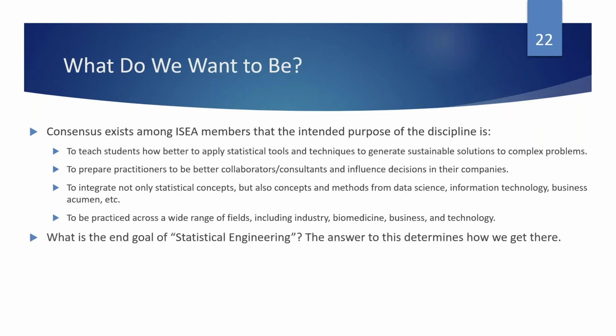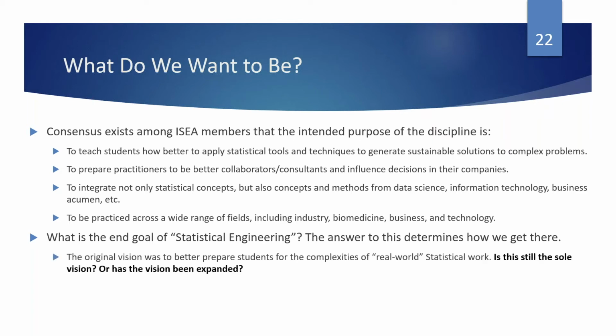But where we might disagree is what exactly is the end goal of statistical engineering, and how we answer that determines how we get there. So again, the original vision was just to better prepare students for complex problems. Is that still the sole vision, or has it expanded to include other aspects? And again, we see at least 3 options going forward. Again, there might be more options. The best option might be a hybrid of these. We're just presenting what we believe are our 3 possible options.